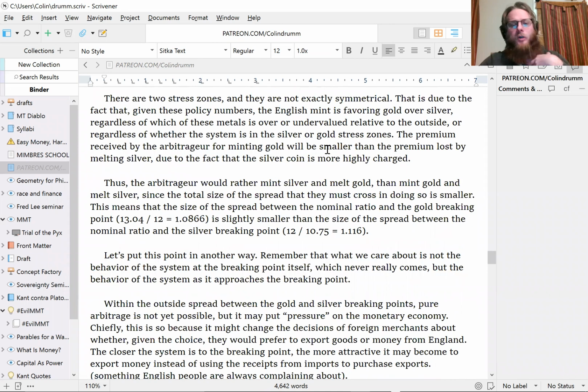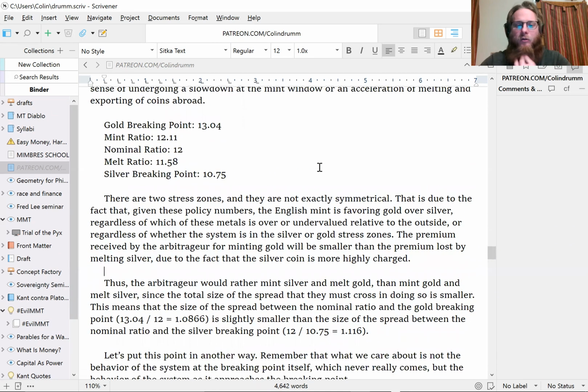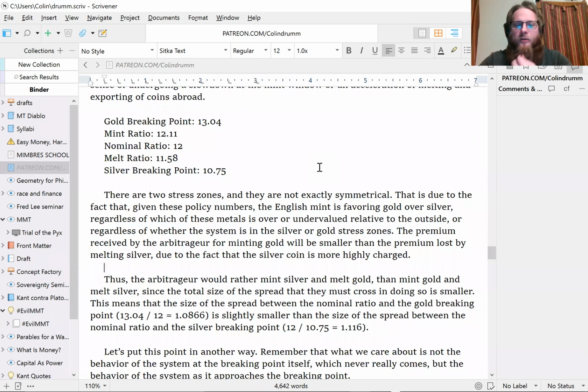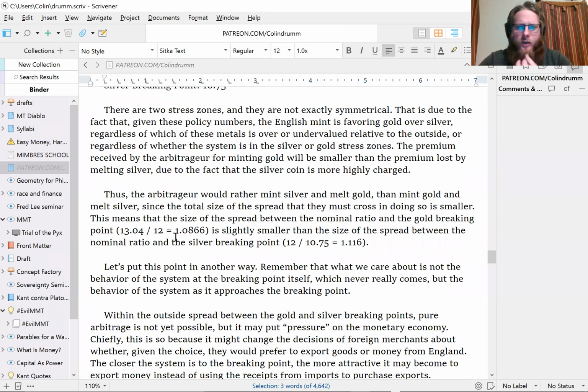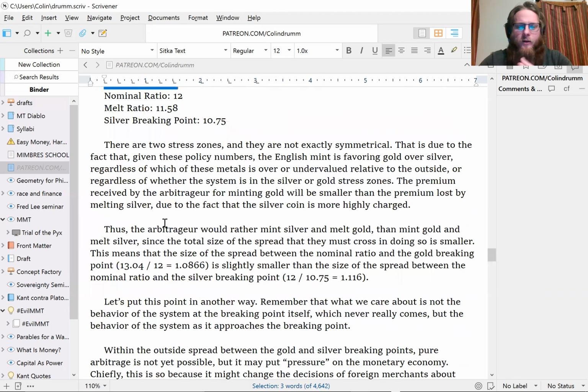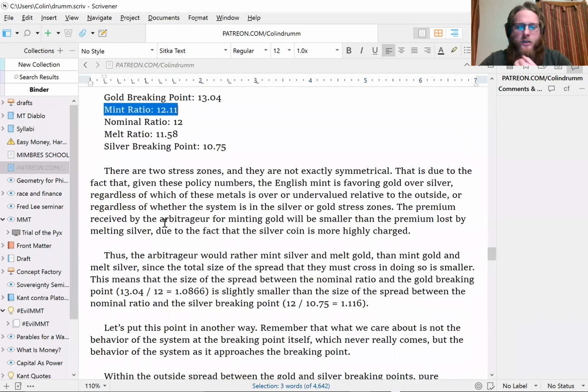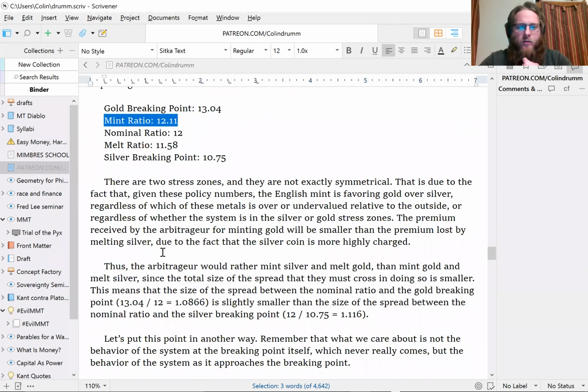What this means is that the arbitrager would rather mint silver and melt gold than mint gold and melt silver, right? The arbitrager would actually rather the system be in the gold breaking point where gold is being exported, because that way he's minting gold and melting silver. I think I'm getting it backwards. I think it's the other way around. So would rather mint silver and melt gold than mint gold and melt silver.